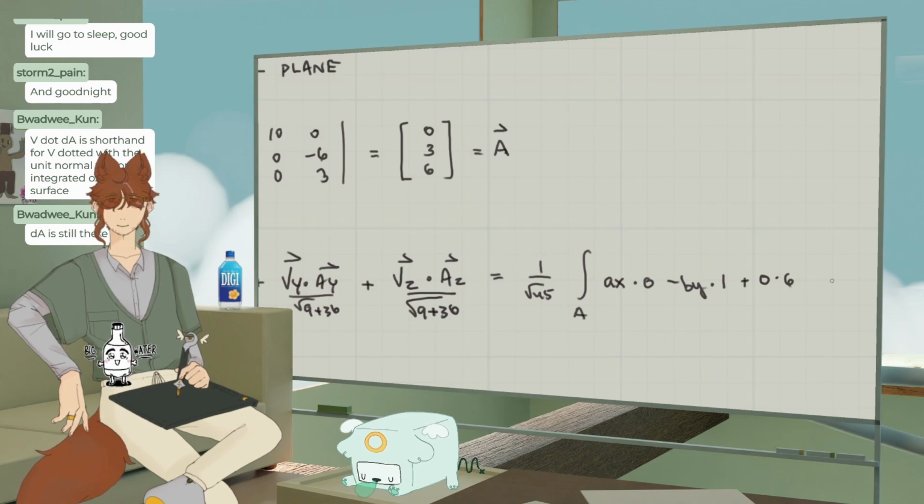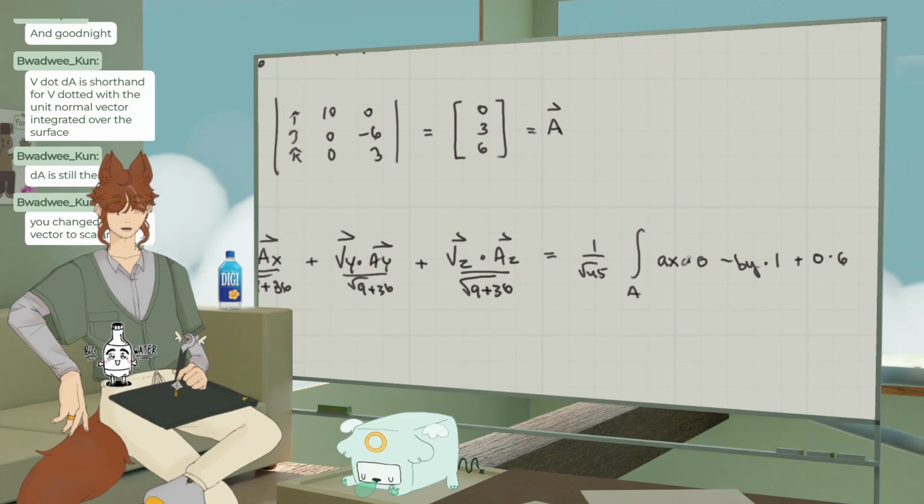Your dA is still there? Wait, where are the dAs? Are they just here? You changed from vector to scalar dA. So this would be dA. Yeah? But it's 1 is the thing.